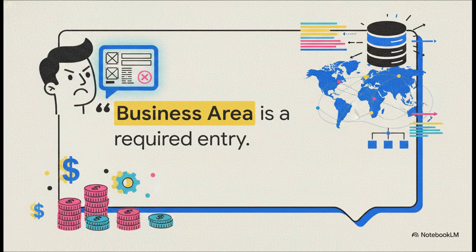Imagine a user is staring at their screen, just trying to finish up and go home for the day, but they can't post an entry. Instead, they get this classic, deeply frustrating error message: business area is a required entry. They don't have a business area for this transaction, and the system absolutely won't let them bypass the screen. So how do you troubleshoot this one?